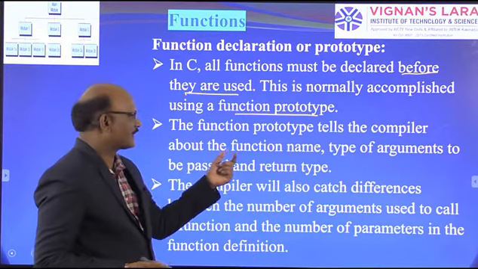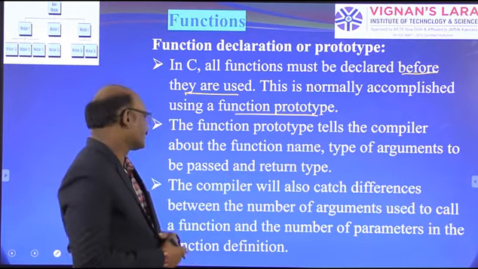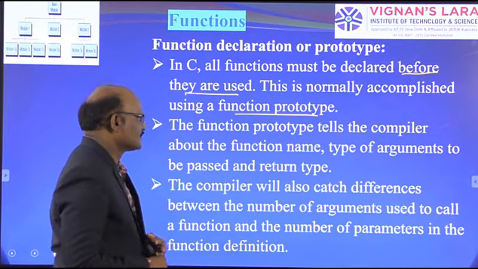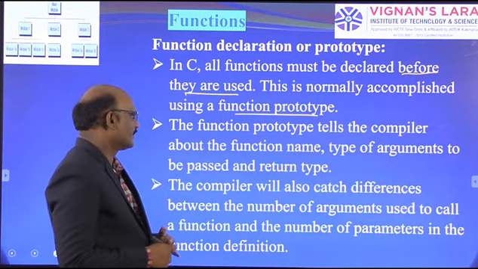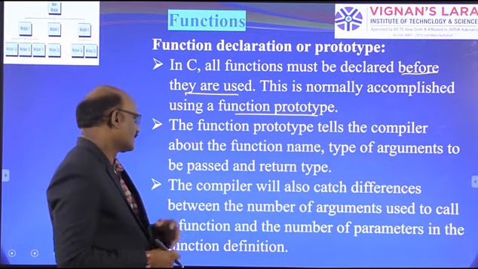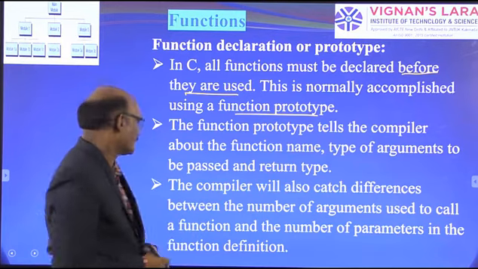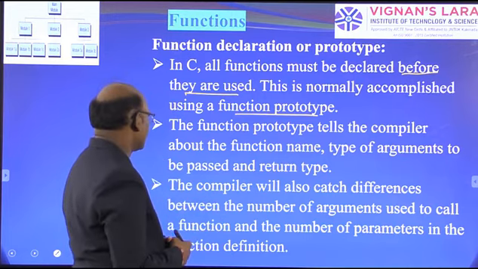The function prototype tells the compiler about the function name, type of the arguments to be passed, and return type. So the function prototype tells the compiler the function name, the type of the arguments used, and the return type. All these are told to the compiler.